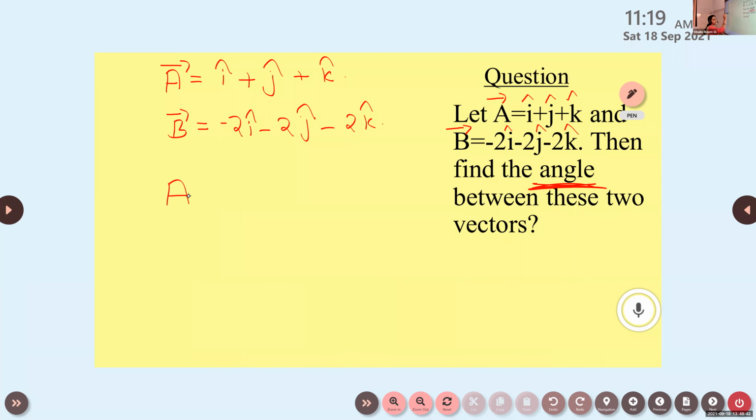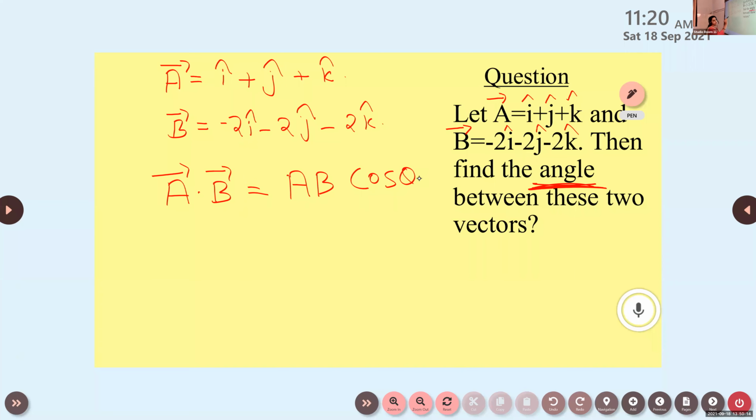So according to the dot product, we know that vector A dot vector B is equal to the general equation. Unmute and say, anyone? AB cos theta. Very good. AB cos theta. And here theta is the angle between the two vectors, vector A and vector B. So by rearranging this equation, we can find the angle between these vectors.